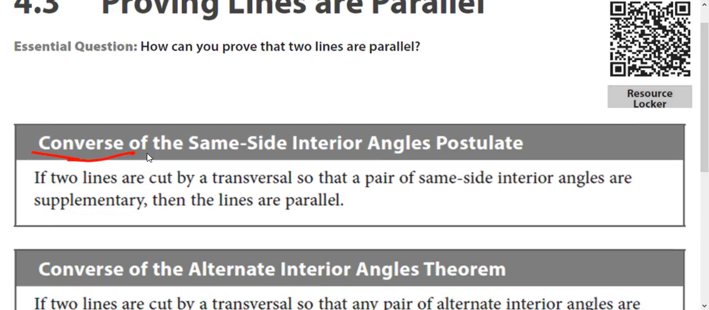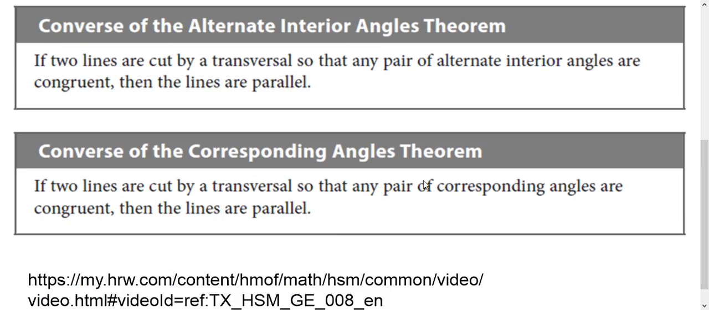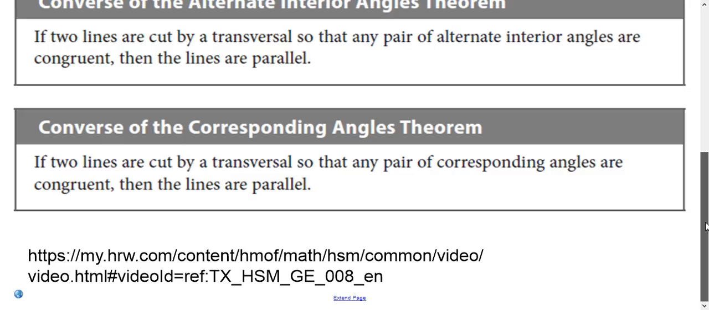So same side interior angles are supplementary. If that's true, then the lines are parallel. For alternate interior angles, if they are congruent like they're supposed to be, then the lines are parallel. If corresponding angles are congruent like they're supposed to be, then the lines are parallel. So we're just using it backwards to prove that lines are parallel.